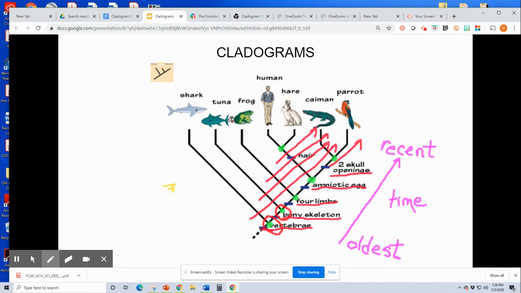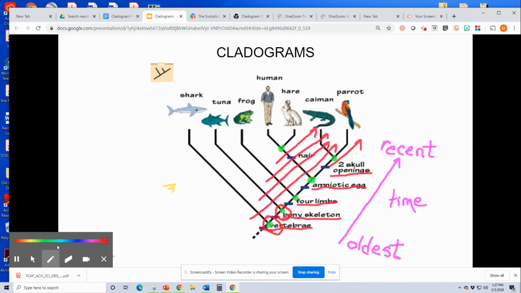Also think about this, the number of characteristics. The tuna only shares one common characteristic with the shark. They're both vertebra. But the tuna and the frog both are vertebra and both have a bony skeleton. So the tuna shares two characteristics with the frog. It shares more characteristics with the frog, and it also has a more recent common ancestor. All right. Now, some of them are easier than that.